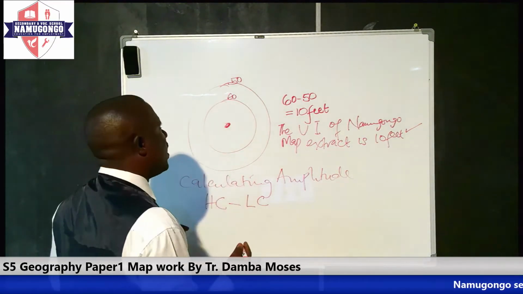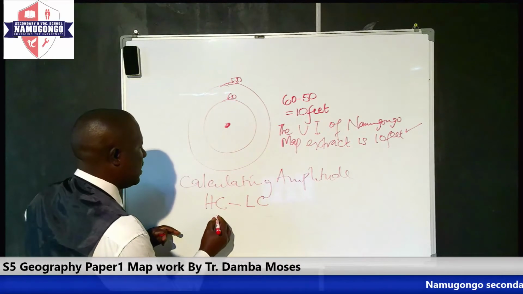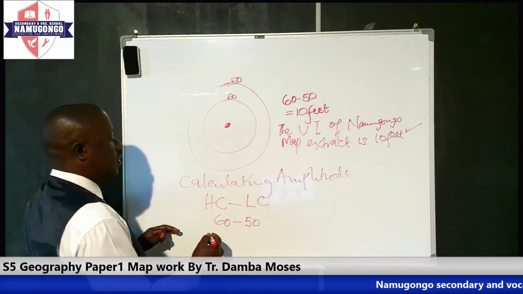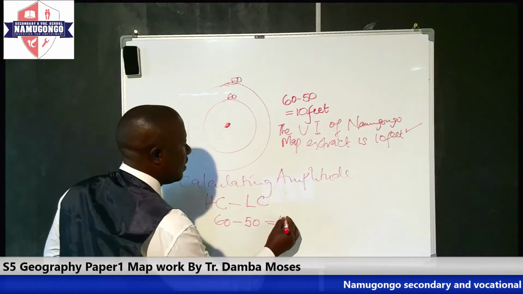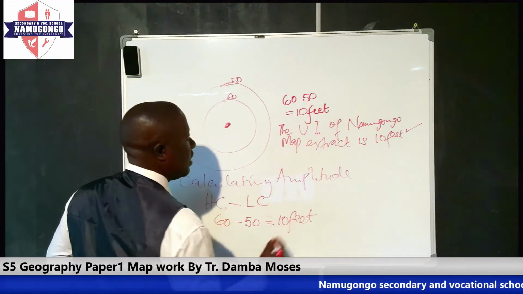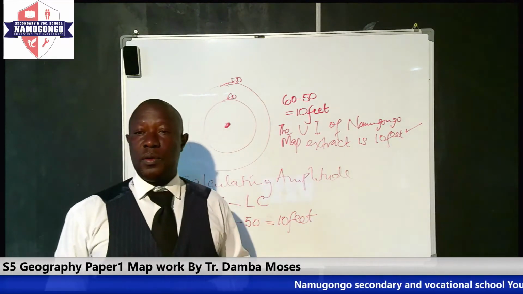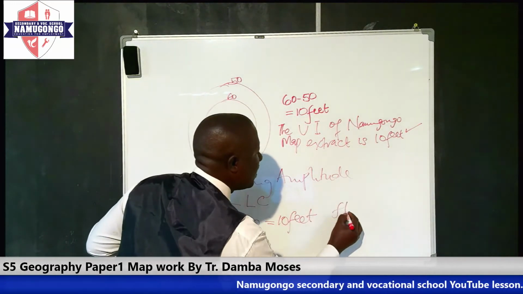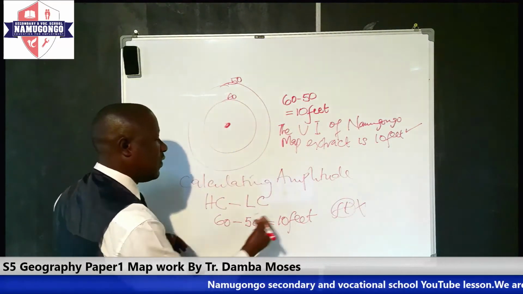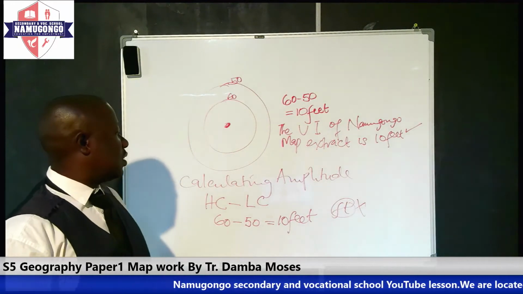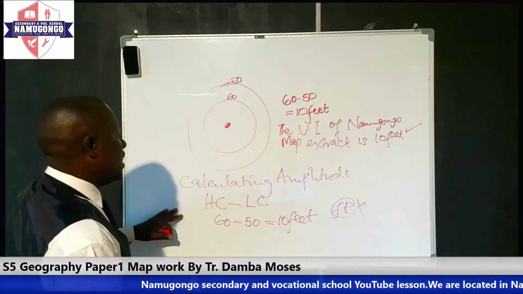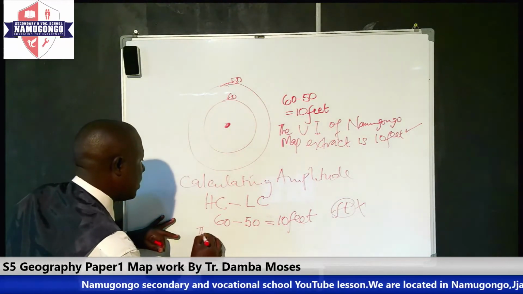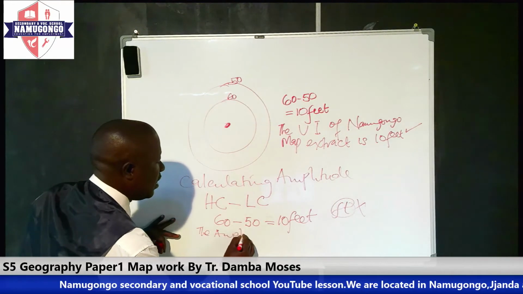So, let's assume on our map the highest contour is 60 and the lowest is 50. So you subtract and get 10 feet. If the map is recorded in feet, you write feet. Don't write FT. This is wrong. We write feet in full. So you'll also write a statement and say the amplitude in your answer.